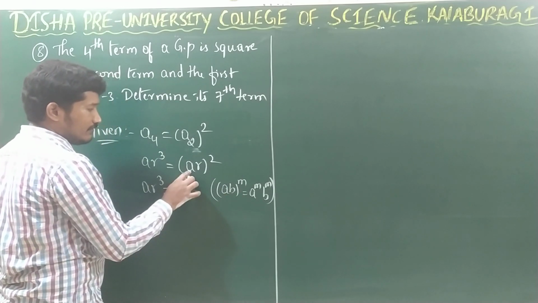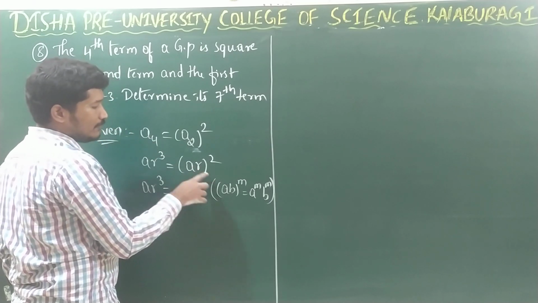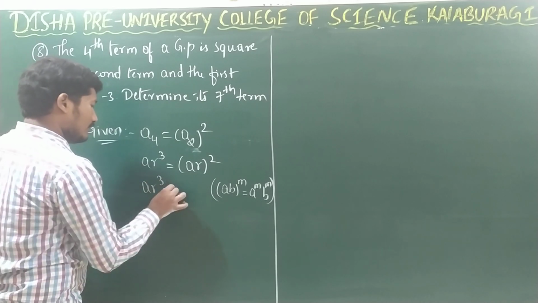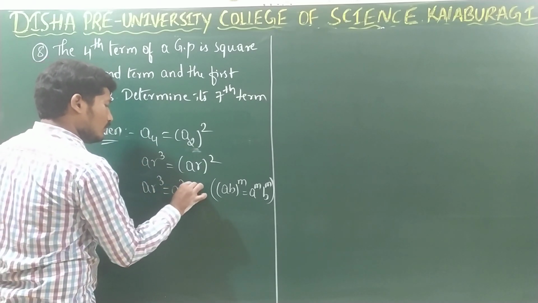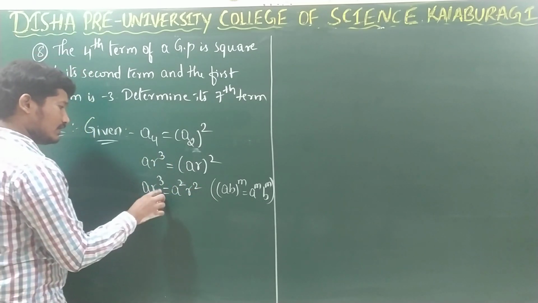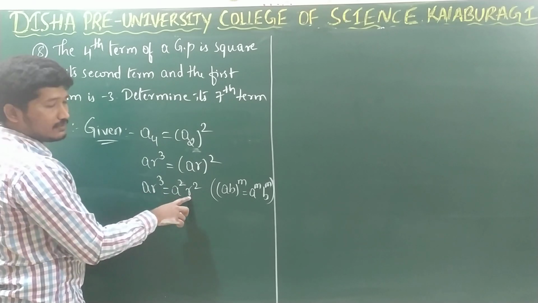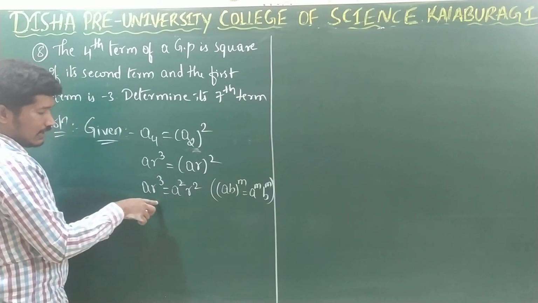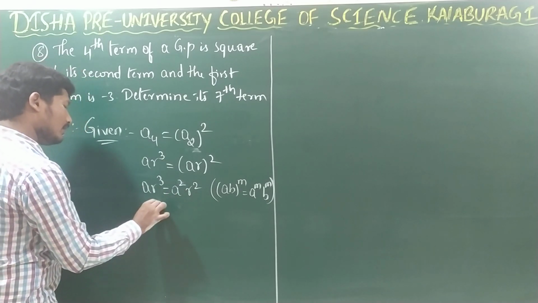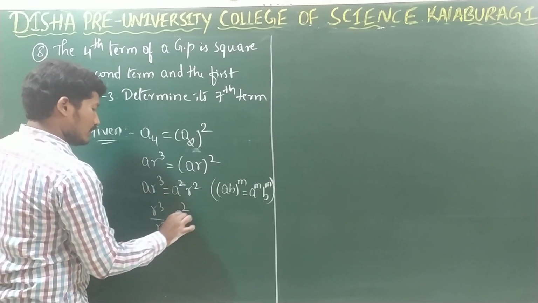So see here, we have ab whole power m. In place of a we have a, in place of b we have r, and in place of m we have 2. So how can we write this? A power 2 into r power 2. Right? So what will this be? See, what do we need? We need to calculate the value of r. So I will take r square to the LHS, I will transfer a to the RHS. So what will I get? R cube divided by r square is equal to a square divided by a.